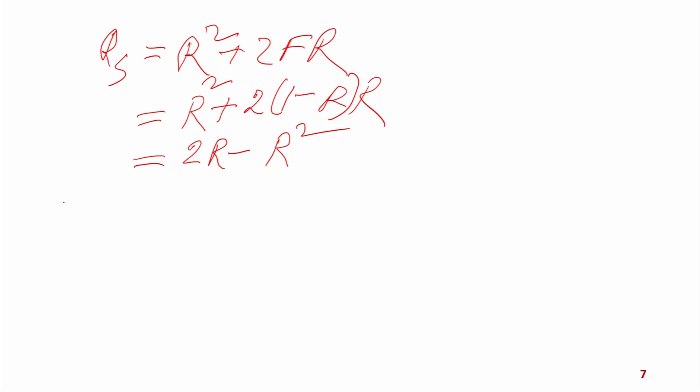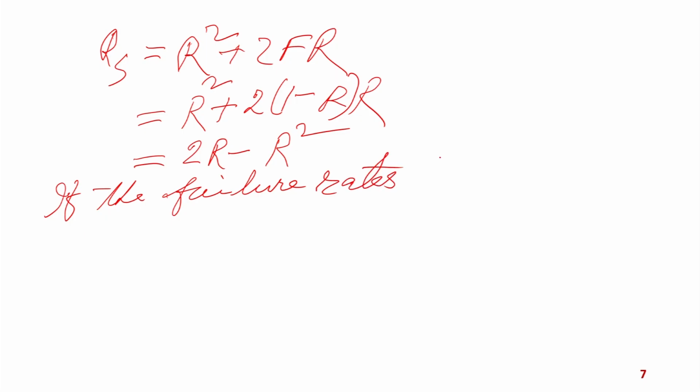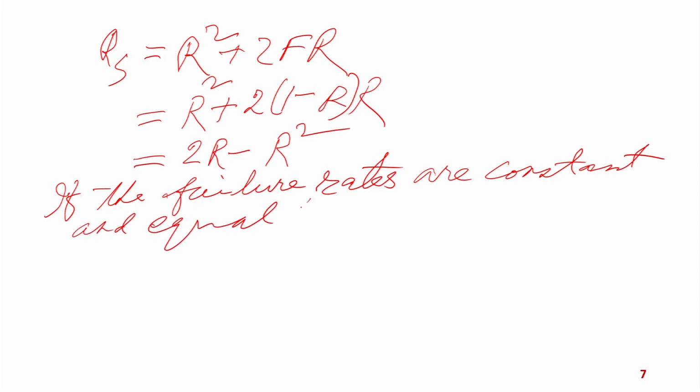So, considering the failure rate is the same for both the systems, if the failure rates are constant and equal to lambda, then I can write R_s is equal to 2 e to the power minus lambda t, minus e to the power minus twice lambda t.